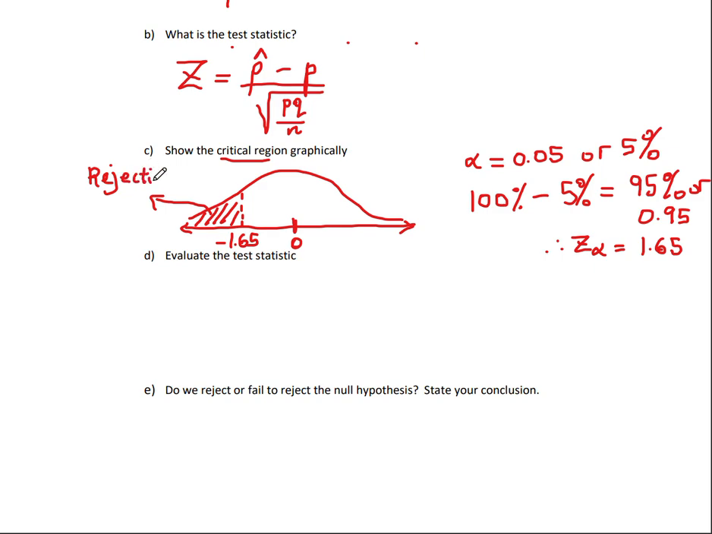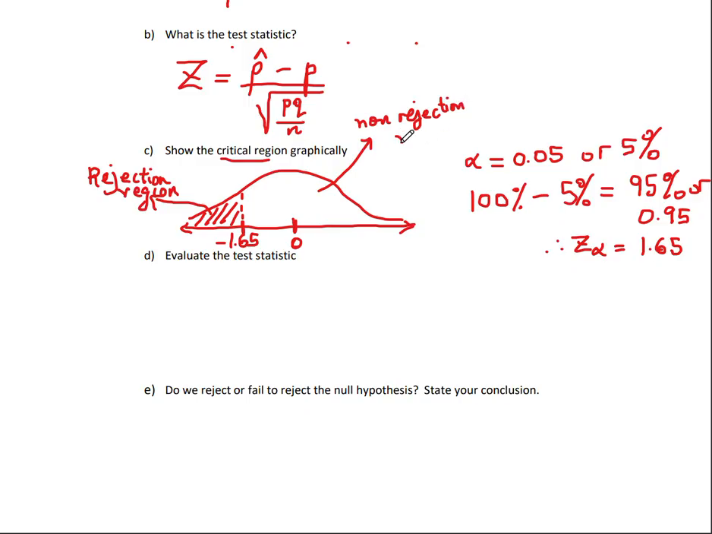Any calculated or test statistic value that falls to the left of negative 1.65 will lead to us rejecting the null hypothesis. So this is our rejection region. The purpose of the critical value of negative 1.65 is to separate the rejection region, the entire area to the left of it, from the non-rejection region, which is the rest of the curve.